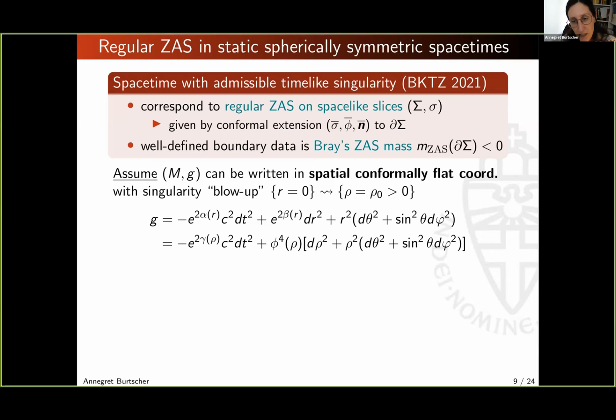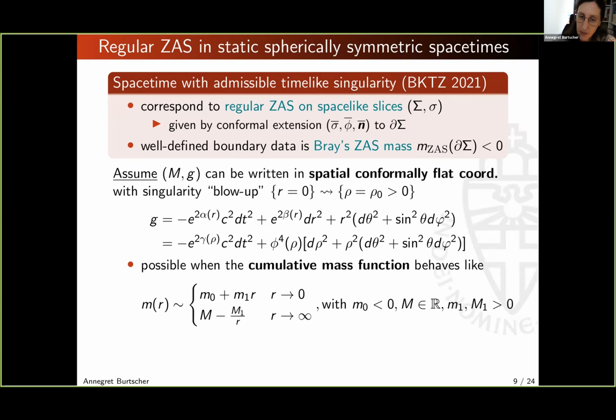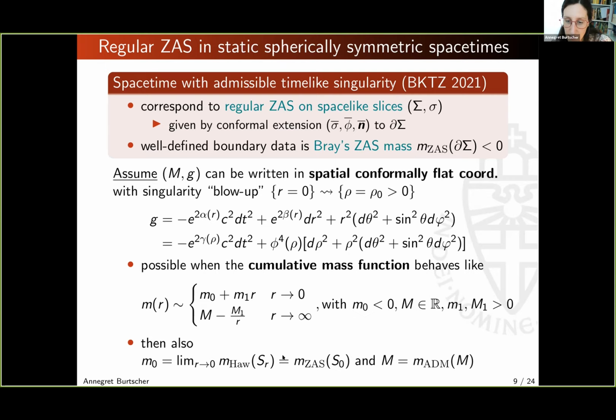And one can show that if the cumulative mass function has this particular kind of asymptotics at the center, m naught plus m1 times r and so on, with m naught negative, then this coordinate transformation is always possible. Moreover, Bray showed that the SAS mass in this spherically symmetric setting is just the limit of the Hawking mass, which in this case is just our bare mass m naught. And at r equals infinity, we get the ADM mass. So we can interpret our timelike singularities in this setting and also assign suitable boundary data. But we already had to make this restriction that we have these spatially conformally flat coordinates.